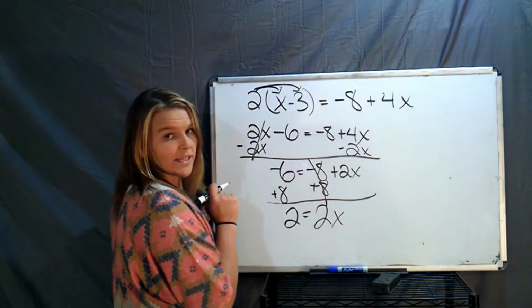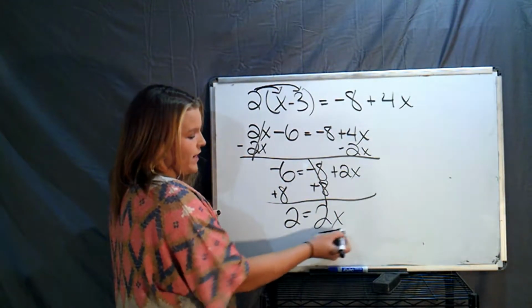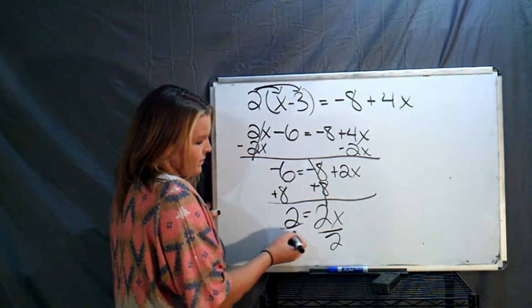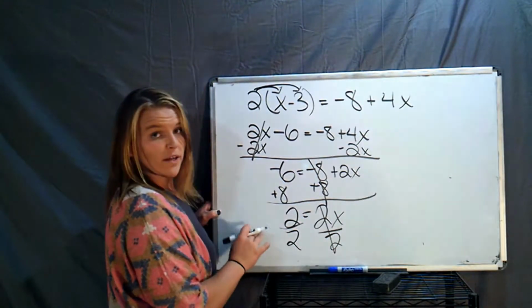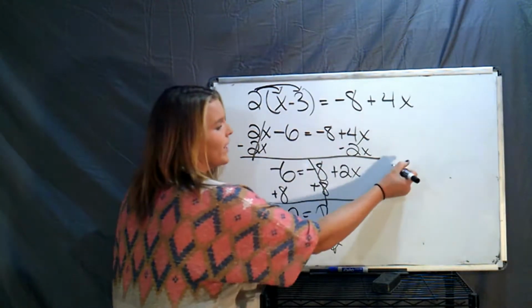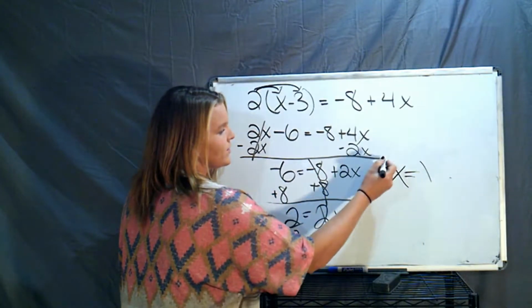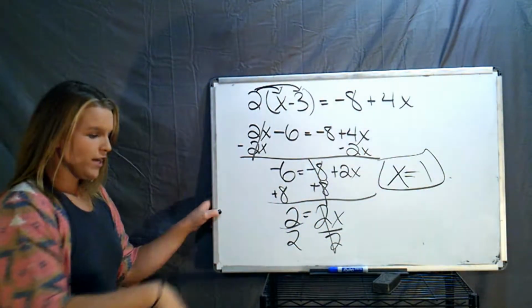So one more step to get x by itself. I'm going to divide both sides by 2. These cross out. 2 divided by 2 is 1. So x is going to be equal to 1. And you can put a box around it, and you're done.